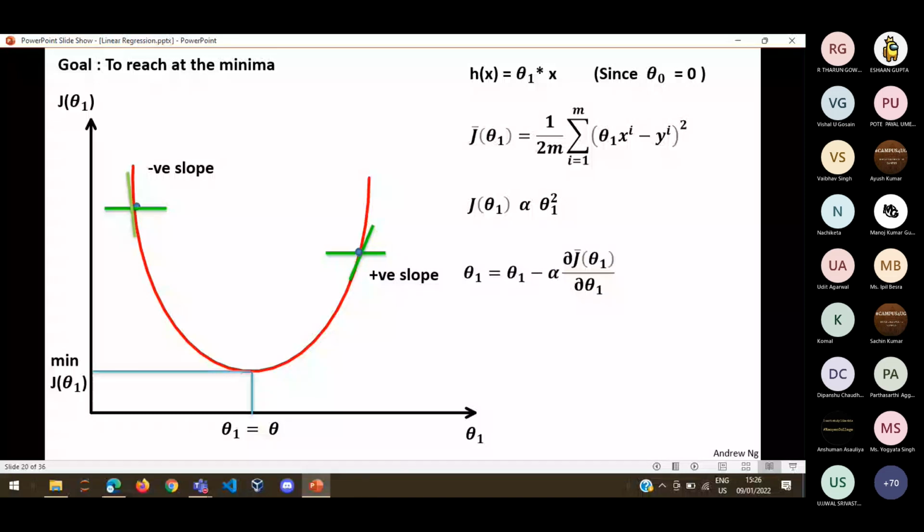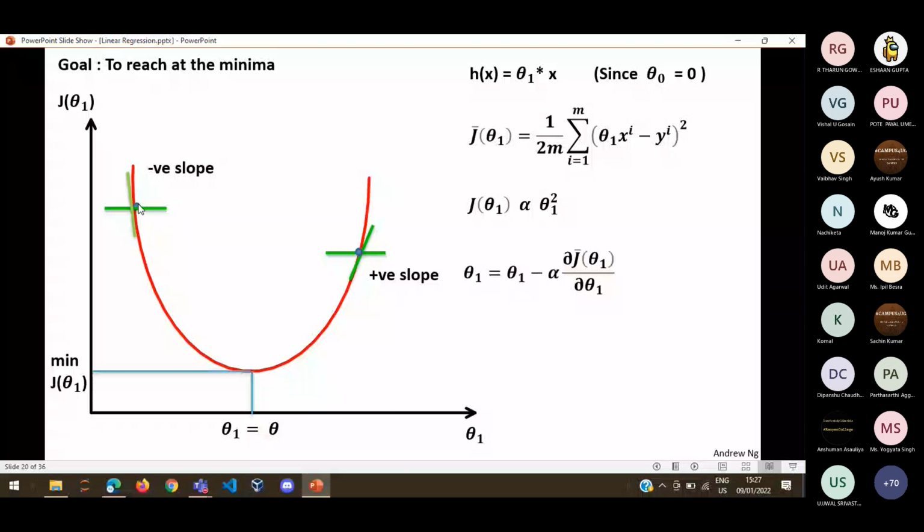And let's say you are at this point, here the slope is positive. So this overall value is going to be negative, and this theta 1 will be updated to a lesser value than the previous one, okay? So clearly, you can take your time and look at this gradient descent step.